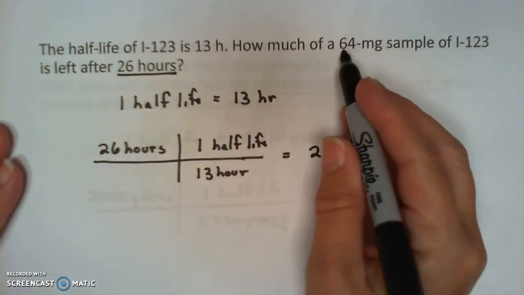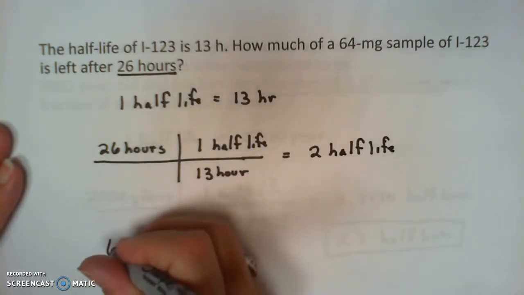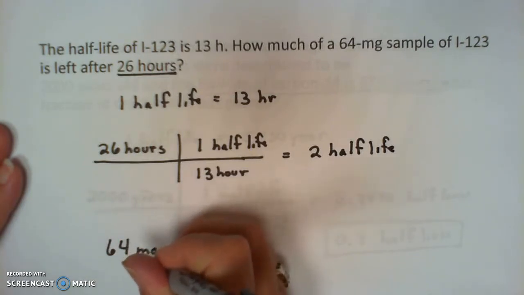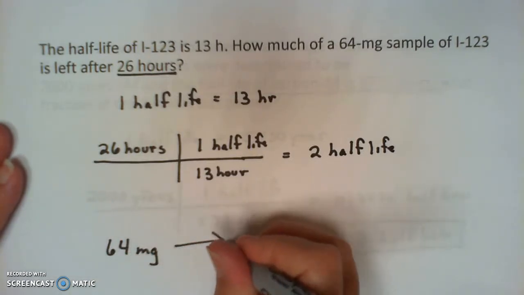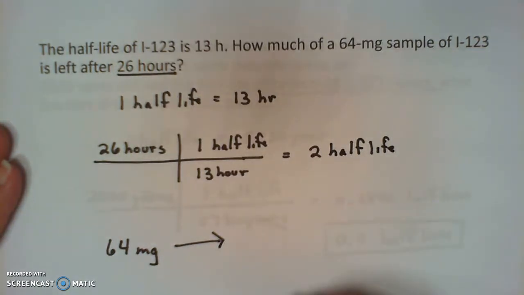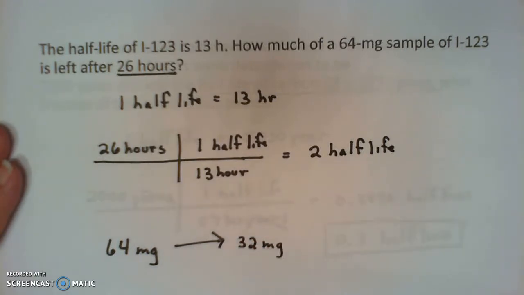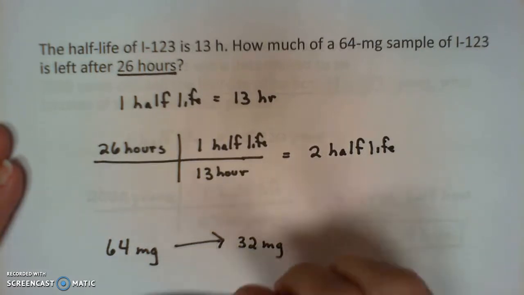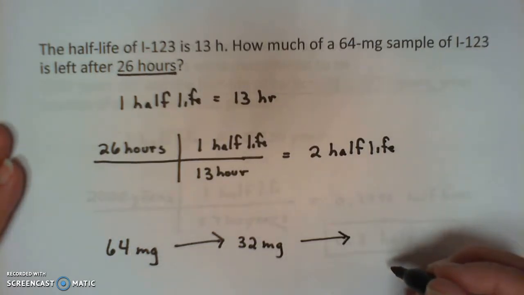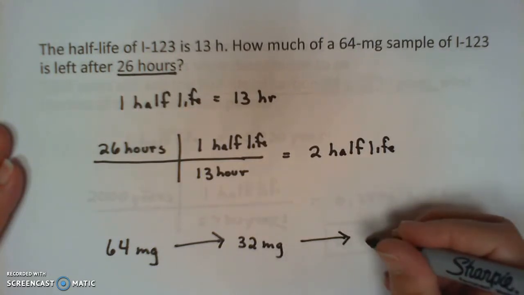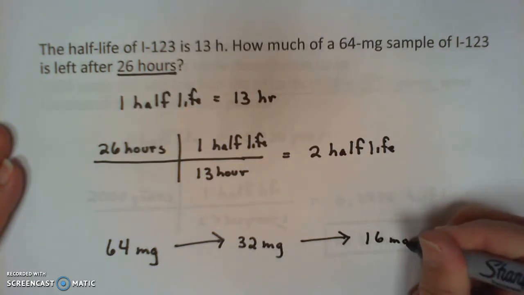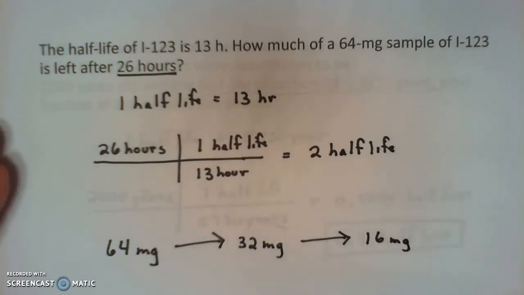We started with 64 milligrams. In one half-life, half of our 64 milligrams will be gone. So that will be 32 milligrams left. That's one half-life. But we had 2 half-lives pass, so we'll have to half this again and get 16 milligrams. And that's our answer. We have 16 milligrams of our 64 milligram sample left.